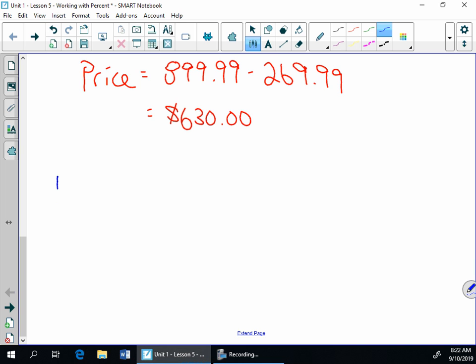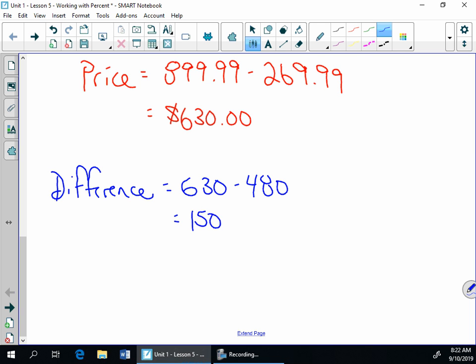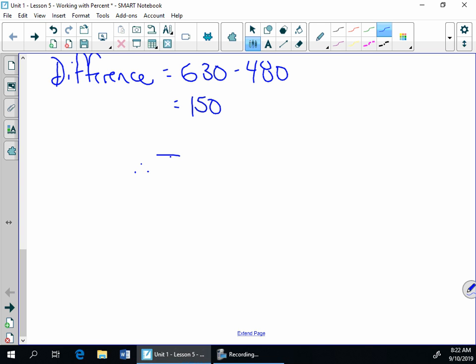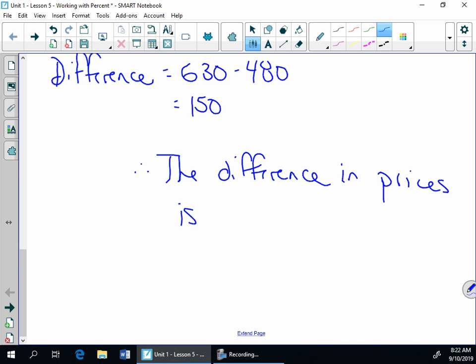We want to know the difference between those two prices. Remember we talked about differences being the idea of subtracting. So I'm going to take 630 minus 480, and I end up at 150. And word problem, so word answer. The difference in prices is $150. So this is a perfect example of how you can use the percentage of something when you have a sale, a percentage off of the price.